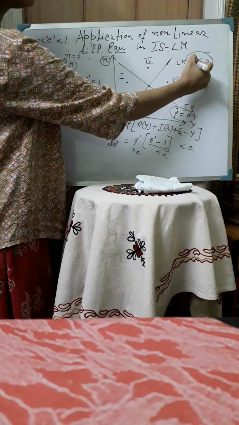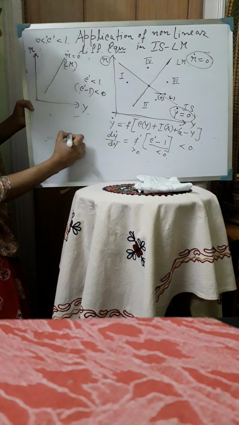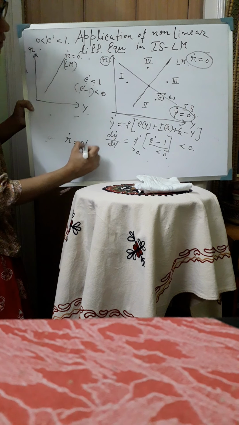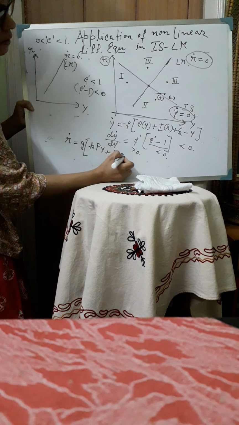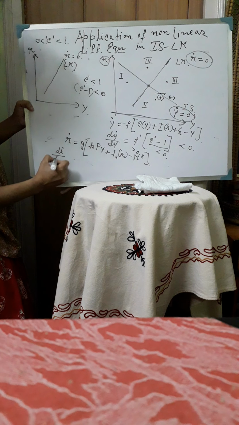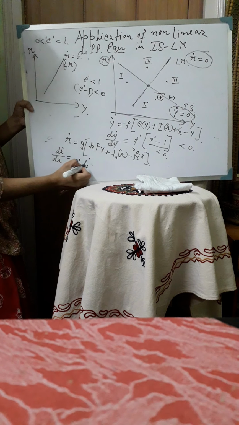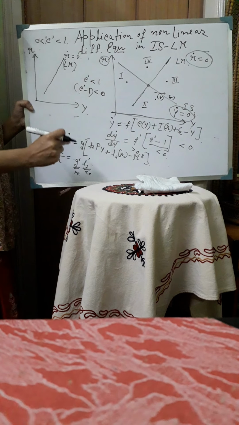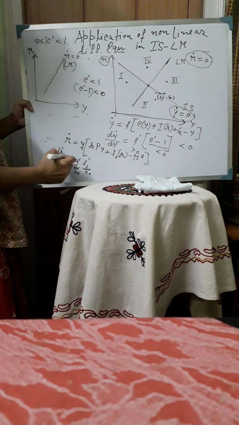Now what is the sign of r dot to the left and right of the LM curve? For that we need to consider the r dot equation. So r dot is equal to g of kpy plus L2r minus ms. Now what is dr dot dr? Dr dot dr is g dash L2 dash. Now what is the sign of g dash? G dash is greater than 0. Now L2 dash is less than 0, because L2 dash is the change in speculative demand for money with rate of interest. So it is negative by assumption. So then dr dot dr is less than 0.